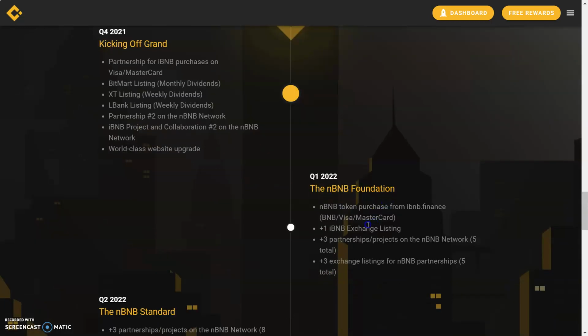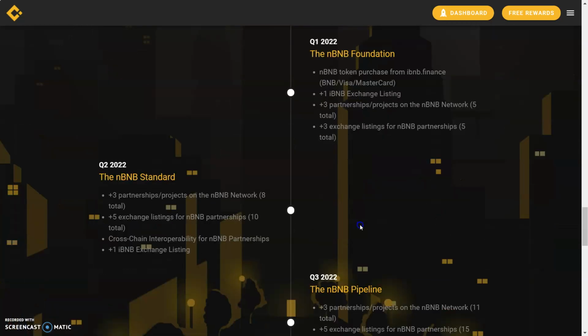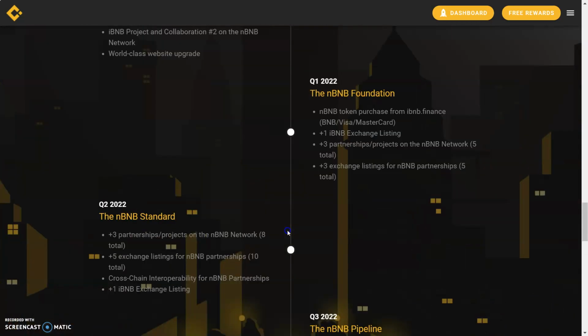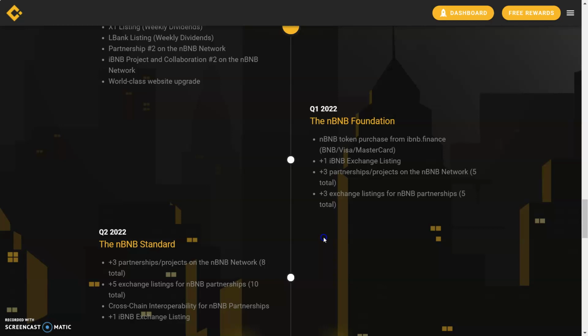I like that we already got something planned for first quarter 2022, second quarter, and the third. And we're going to go over these because I always scold some of the projects when they're not thinking this far ahead. So it's only right that we show them some love on having a plan already for 2022. So we got the iBNB Foundation, BNB token purchase from iBNB.finance, BNB Visa MasterCard, +1 iBNB exchange listing, +3 partnership projects on the iBNB network, 5 total. We got 3 exchange listings for iBNB partnerships, 5 total.